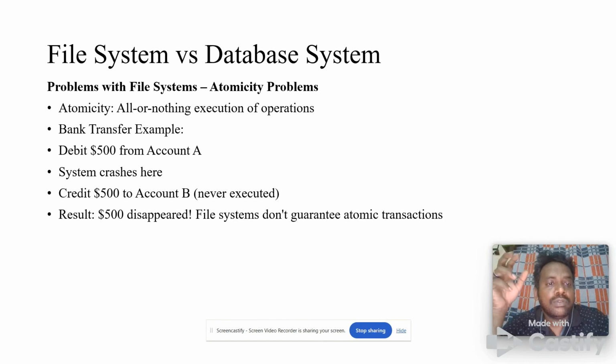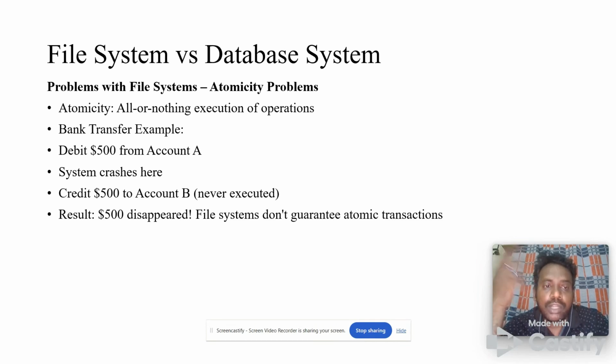For that, the system crashes here. Okay, we need to credit that 500 to account B. But before that, the system crashes, so the amount is not credited to account B. The result is that the amount has been withdrawn from account A. After that, the system crashed.